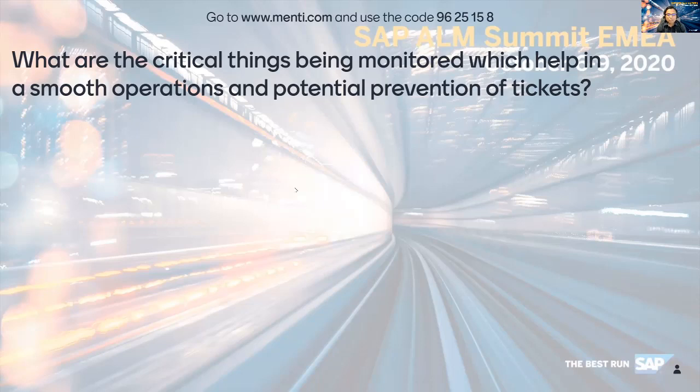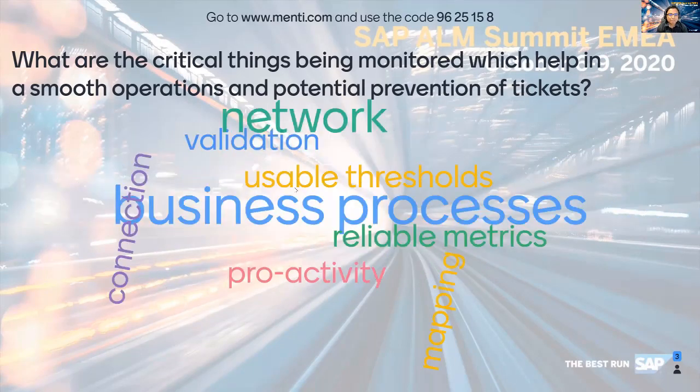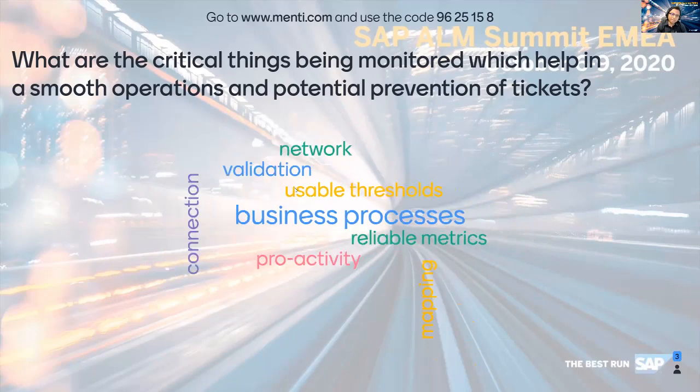So I don't see any response. So I will wait just another 10 seconds and then I'll move on. I see a couple of responses. Wonderful. Mapping, validation, reliable metrics. Wonderful. Amazing. So we can see connection, proactivity. Wonderful. That's preemptive or proactive reporting so that you can prevent tickets. I mean, mapping, reliable metrics, business processes, validation, network issues that you're preventing. Yeah. So from an operations standpoint.